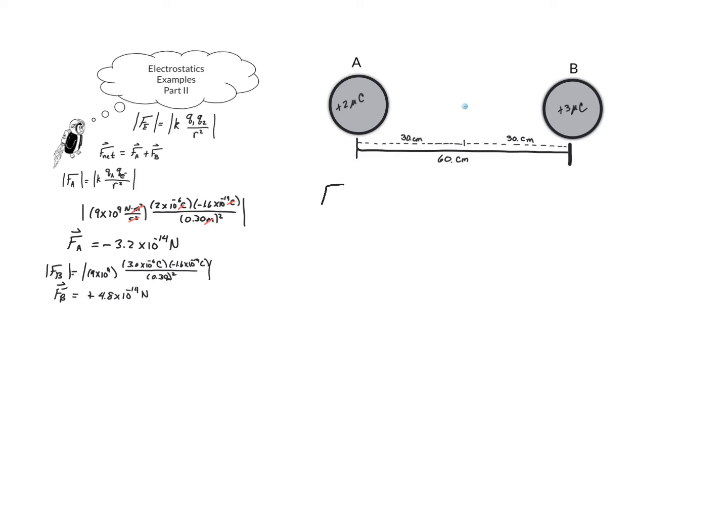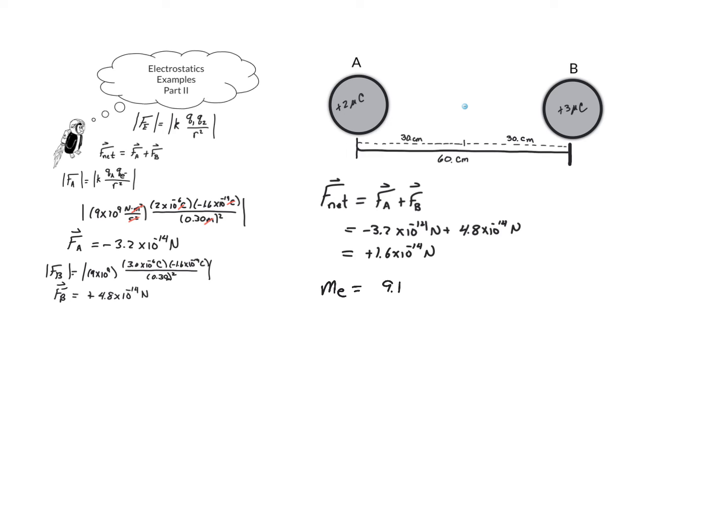So the net force on that poor electron is going to be equal to the force from A plus the force from B. Now they're vectors, so we have to keep in mind the direction. So this is negative 3.2 times 10 to the minus 14 newtons plus 4.8 times 10 to the negative 14 newtons, which gives us a positive 1.6 times 10 to the negative 14 newtons. So the electron experiences a net force towards the right. Now, 10 to the negative 14 seems like a very small force, but keep in mind that the mass of the electron is extremely small.